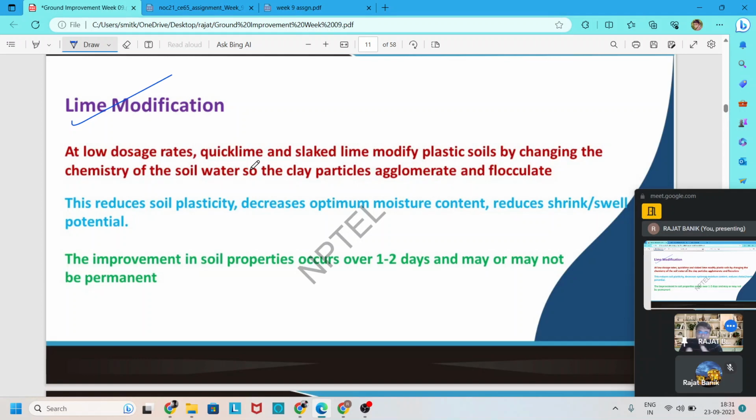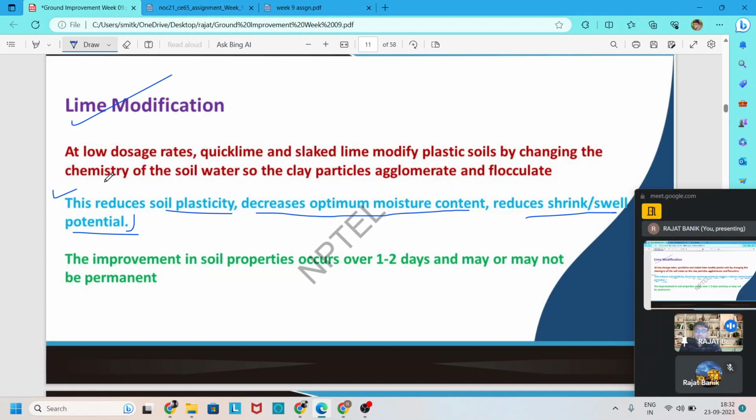Due to this water, it creates some plasticity in the soil. So when we apply quicklime or slaked lime, the plasticity of this clay soil changes due to the chemical reaction, and the clay particles become agglomerated and flocculated. In this way, we modify the ground, and this also reduces the soil plasticity, decreases the optimum moisture content, and reduces the shrink or swell potential of the soil.